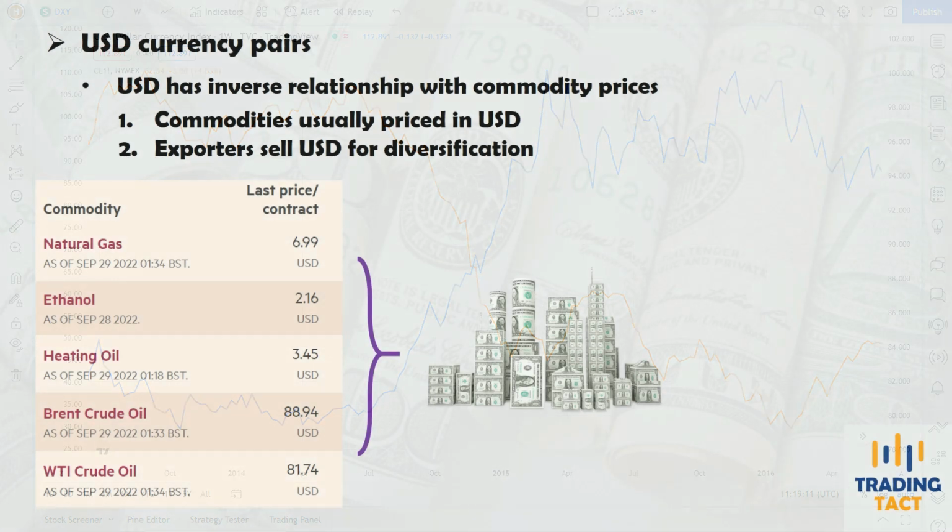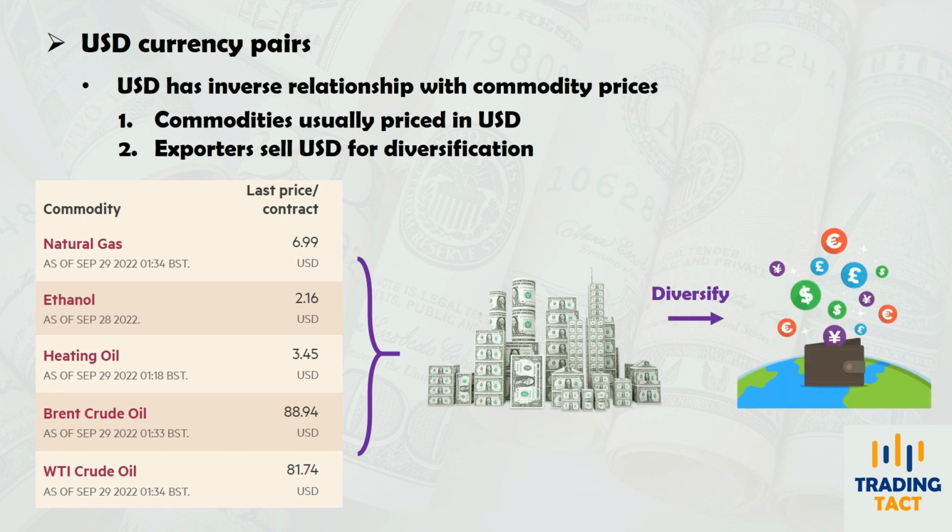Secondly, when most commodity exporters sell their products, they are paid in US dollars. To balance their assets, exporters often sell the dollar and diversify into other currencies. The greater the demand for commodities, the more the dollar is sold off.